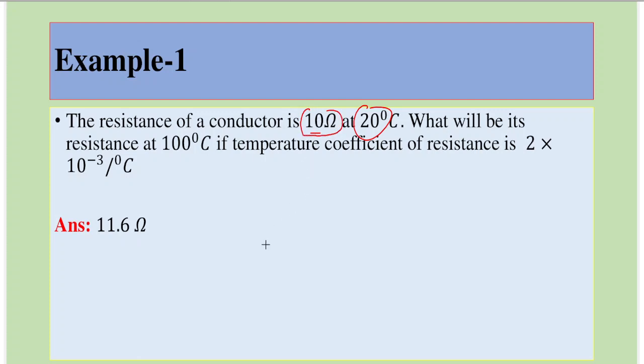at reference temperature. So we know the form where R is equal to R naught into 1 plus alpha into delta T. Now this R naught is given as 10 ohm into 1 plus alpha is given as 2 into 10 power minus 3 into delta T, which in this case would be the difference of 100 degree Celsius minus 20 degree Celsius. Keep in mind that here alpha is also in per degree Celsius only, so the difference here also would be in degree Celsius only.